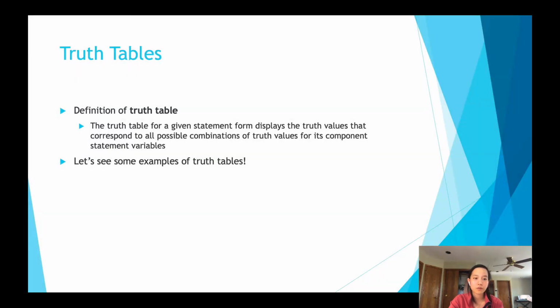Now let's talk about truth tables. The truth table for a given statement form displays the truth values, what we just talked about, that correspond to all possible combinations of truth values for its component statement variables. Let's see some examples to understand what that looks like.